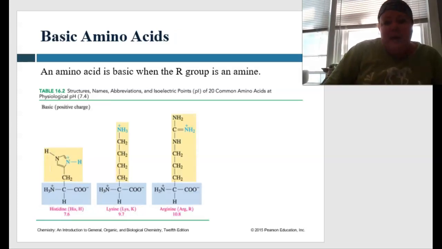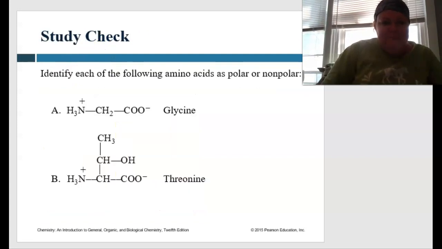Then we have basic amino acids, and an amino acid is basic when that R group is an amine group. Okay, so look, we have the nitrogens, right? When it's the amine group with the NH2 or the NH3+, that's where you have your basic amino acids. All right, so let's practice.